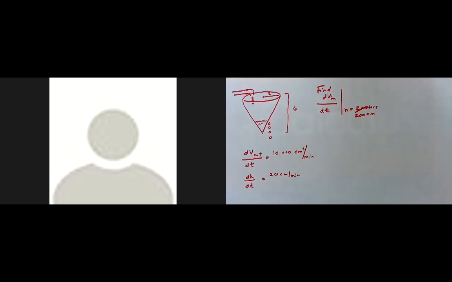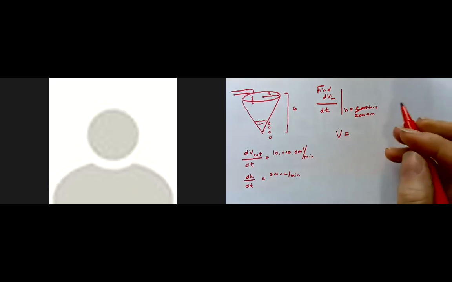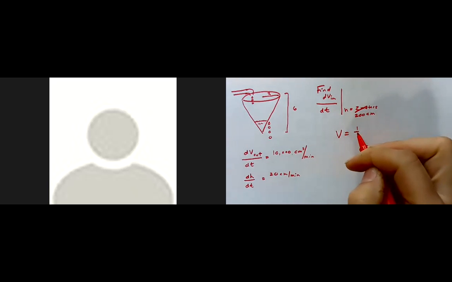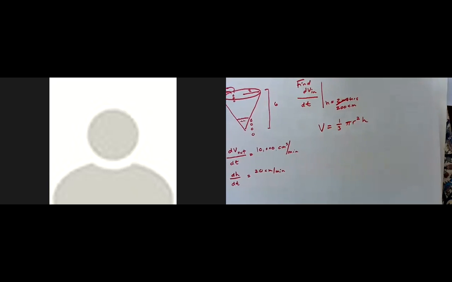Now I've read the problem, I've got everything set up, and I know what I need to find. Now I have to find the equation that relates all of these things. Well, that would be the volume of a cone, but I have to be careful. So I'm going to write that down. Its volume is 1/3 pi r squared times h.